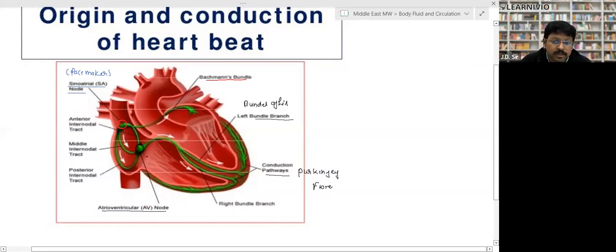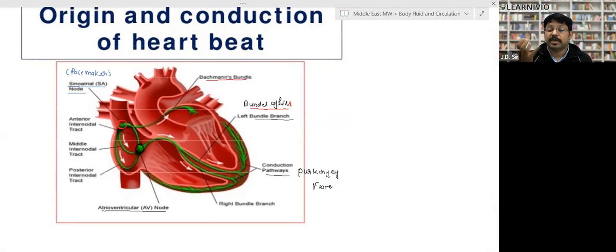So from the SA node, the current comes to the AV node. The AV node is the atrioventricular node. It has a main cable present in the wall of the heart. This is called the bundle of His. From the bundle of His, there are two branches. These branches spread around the heart, and they are all called Purkinje fibers. From here, the charge goes to the Purkinje fibers. Whenever the charge comes, the heart gets shocked, expands and then contracts automatically. That's how expansion and contraction take place with the help of the pacemaker, AV node, bundle of His, and Purkinje fibers. Is it clear now?